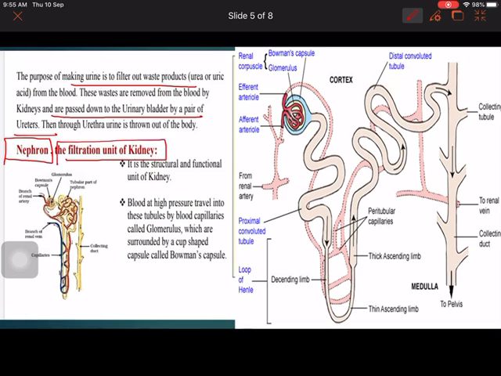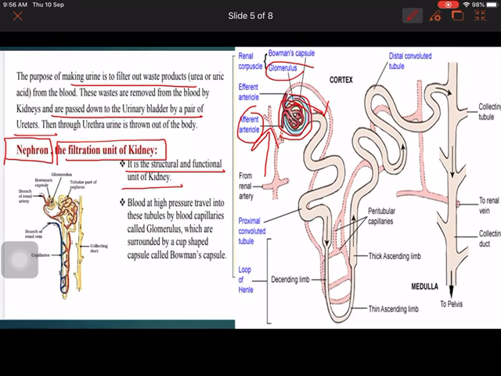A 1 mark question generally comes in the exam on this: the nephron is also called the structural and functional unit of the kidney, like the cell which is called the structural and functional unit of life. What is happening? The blood at high pressure, with the help of the afferent arteriole, is passed to the tubule known as the glomerulus. This glomerulus is fixed in the cup-shaped Bowman's capsule, and all the materials are filtered and go inside the Bowman's capsule.